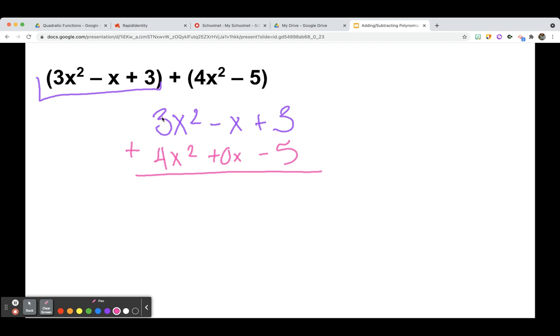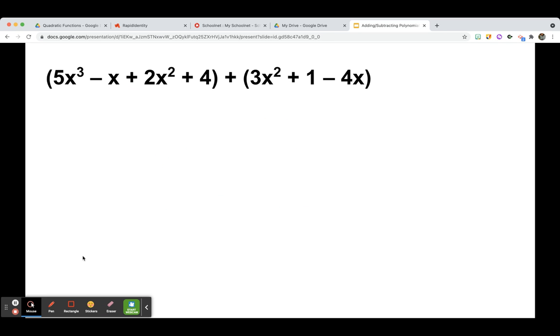Okay, let's go ahead and add those. So 3 plus 4, my final answer would be 3 plus 4, which is 7x squared, negative x plus 0 is negative 1x, and 3 plus negative 5 is negative 2. Okay. So we are done. There's no combining the like terms. That's as simplified as it is going to get. And last one here, guys. Okay. So this one, be very careful because it is not in order.